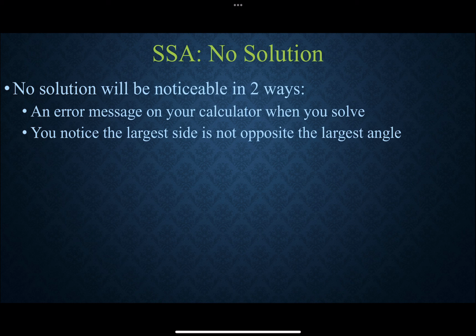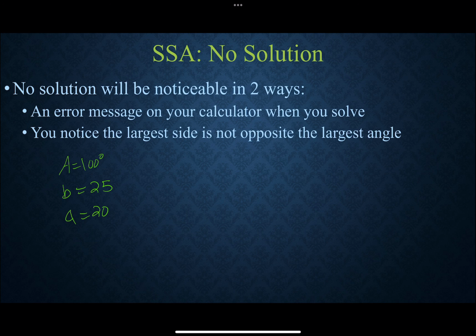Also, if you happen to notice the largest side is not opposite the largest angle, like if I tell you angle A is 100 degrees, side B is 25 and side A is 20, that's not possible. Because side B is bigger than side A, that means angle B must be bigger than angle A. But if angle A is already obtuse, that means B is also obtuse, and that can't be a triangle. So that's what I mean by the whole largest side not opposite the largest angle. Those are the two ways you'll notice a no solution.